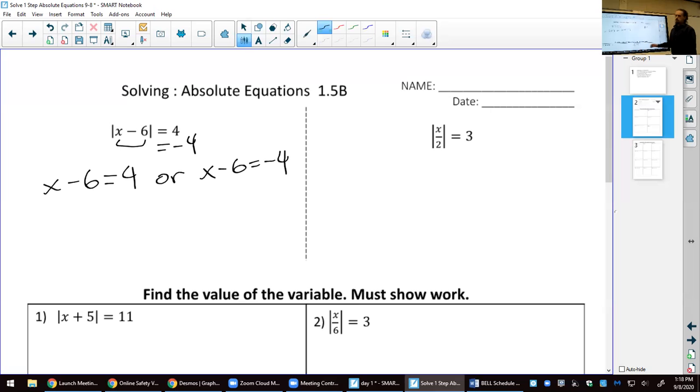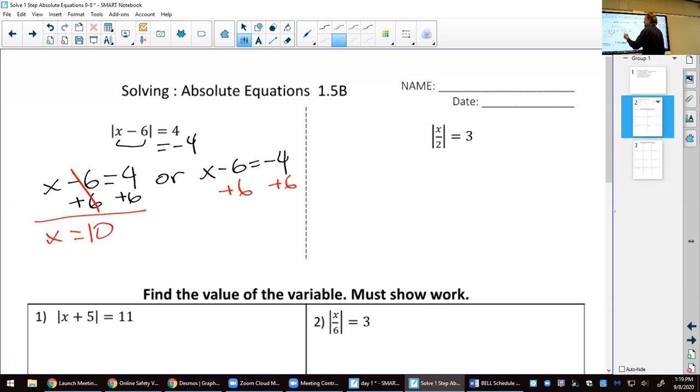Okay? So really we're just taking the equation and rewriting it. It's two separate ones, one with a positive answer, one with a negative answer. So we solve them both the way we have. It's going to be the same work on either side. I'm just going to add 6 to left and right. So over here we're going to get x equals 10. And on the other side, the 6's will still cancel out. Negative 4 plus 6 is positive 2.